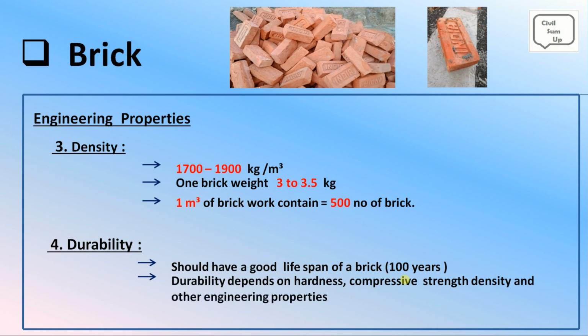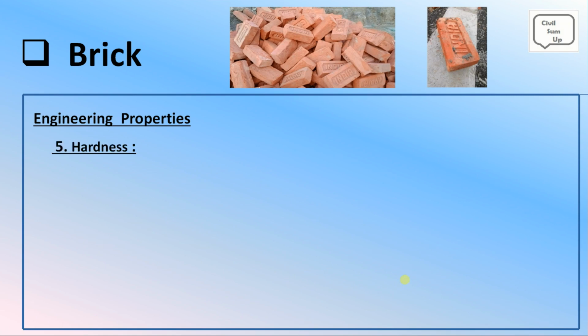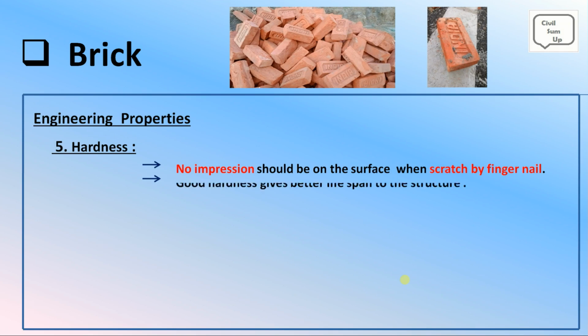Now, the fifth engineering property is hardness. Basically, hardness means the capability to resist the weathering action of nature. A good brick should not show any impression when we scratch it with a fingernail. And good hardness gives a better life to the structure, obviously.